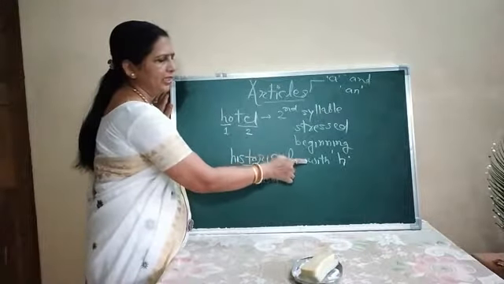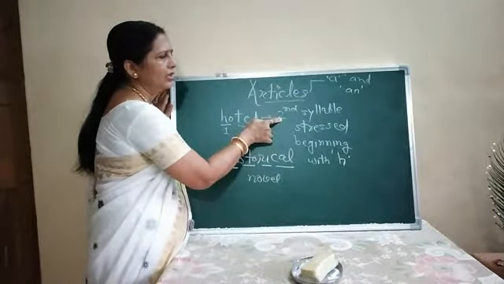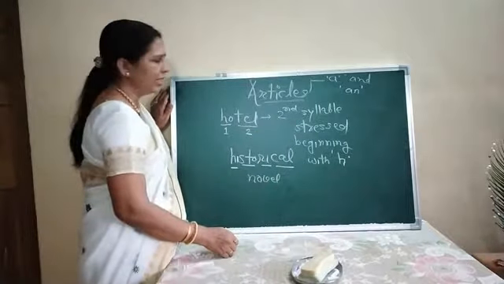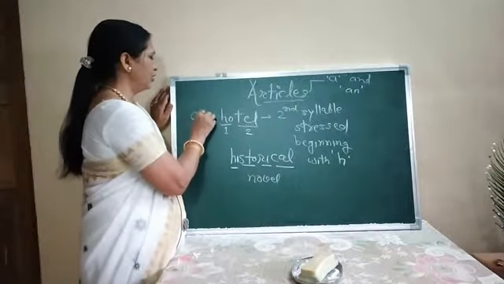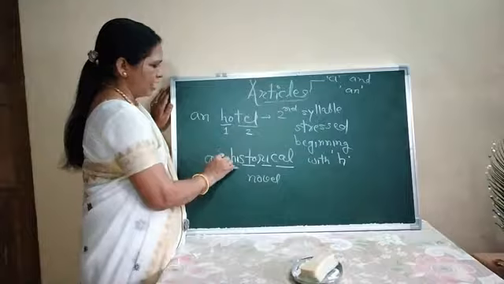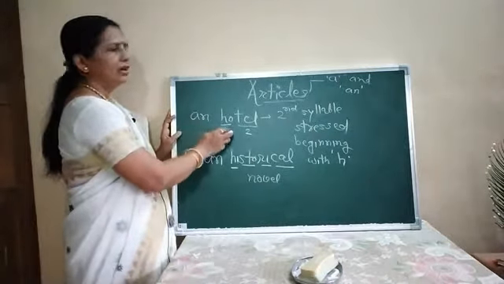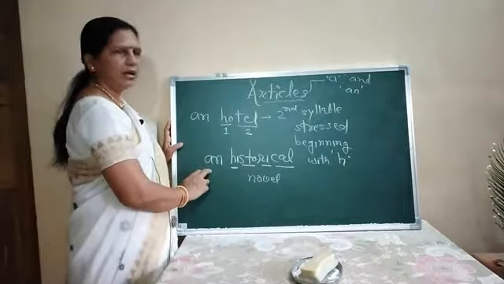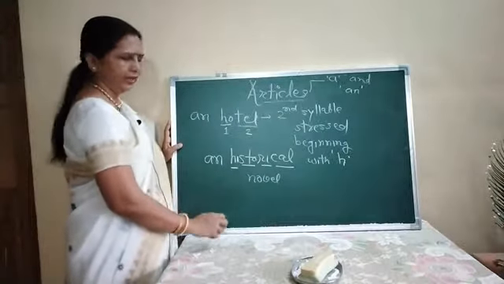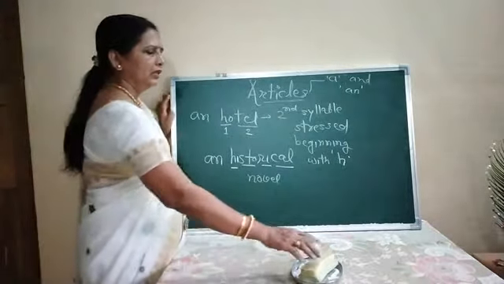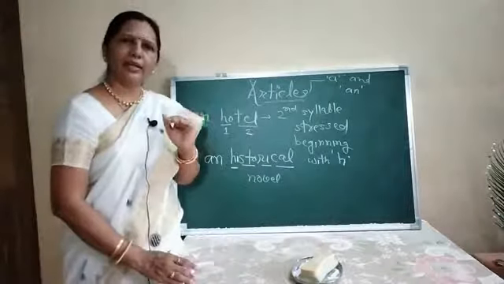So, the word is beginning with H and it is accented on the second syllable. These two things, beginning with H, accented on second syllable, or second syllable is stressed, then we can use an. And it may be surprising for you, but this is the rule. An hotel or an historical novel. So, this is all with the use of a and an.